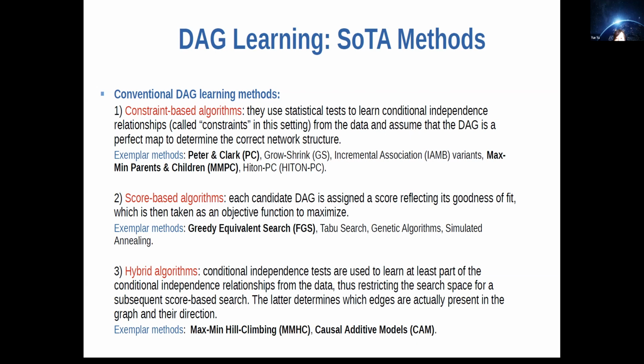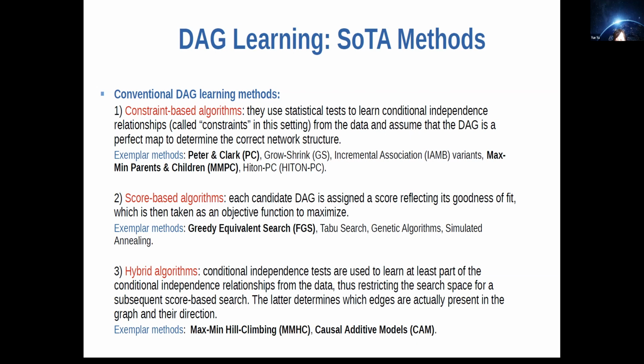So when you have lots of data and the graph is relatively small, the constraint-based method will perform well, but it's challenging to handle a large graph and a limited number of samples. The second one is the score-based algorithm.